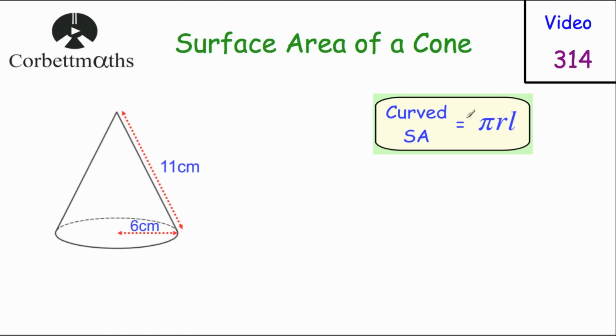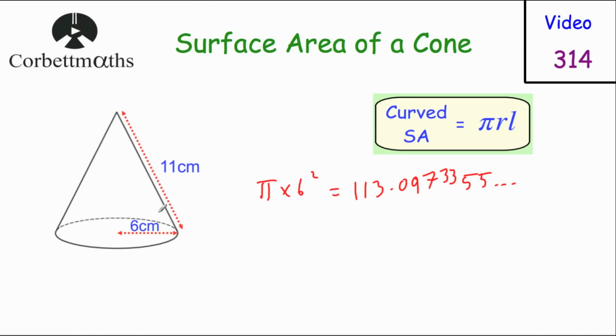Curved surface area is pi rl, where pi is obviously pi, r is the radius of the base of the cone, so that will be 6, and then l is what we call the slant height, so this diagonal length here of 11 centimeters. So let's find the surface area of this cone. So for this cone, we would do pi r squared, so pi times 6 squared for the base, and when we do pi times 6 squared, we get that's equal to 113.097335 and so on.